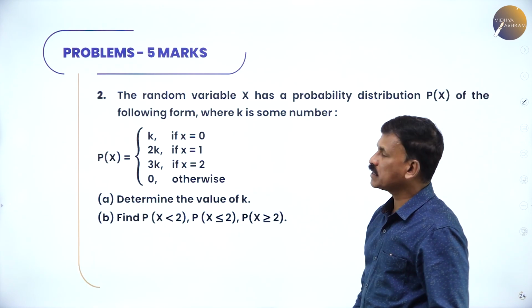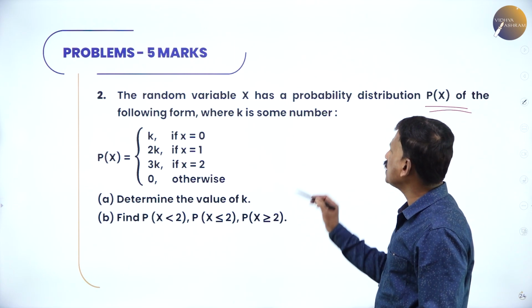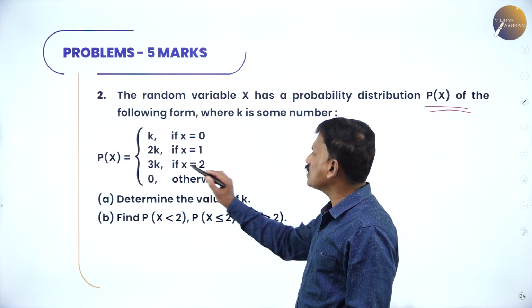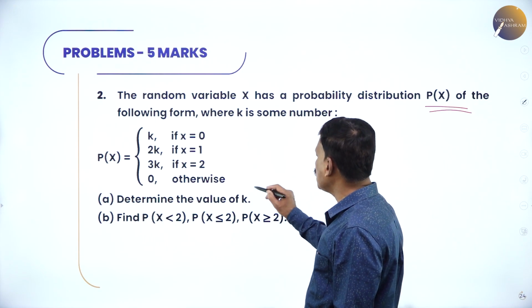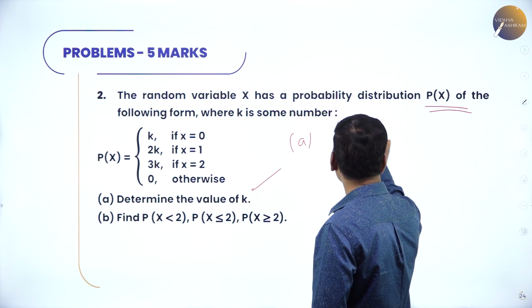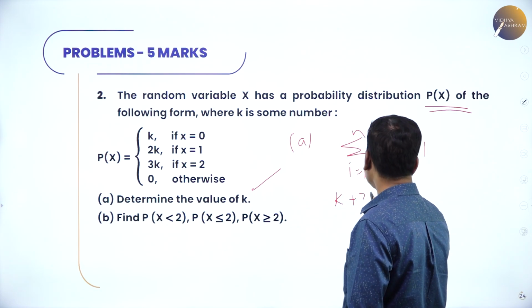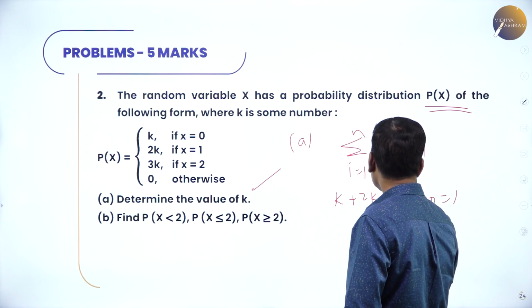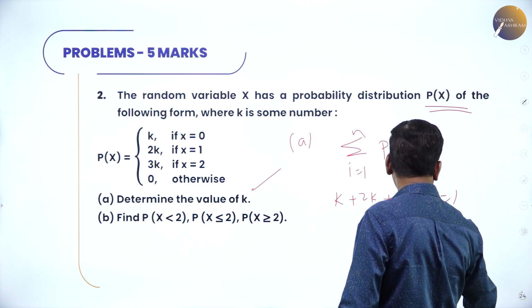A similar type of problem: the random variable x has a probability distribution P of x of the following form, where k is some number. What is given? P of x is equal to k if x is 0, 2k if x is equal to 1, 3k if x is equal to 2, and 0 otherwise. Determine the value of k. Now what is k here? You know sigma i equals 1 to n, P of i is equal to 1. So this is k plus 2k plus 3k plus 0 is equal to 1. 6k is equal to 1. So k is equal to 1 by 6, which is nothing but 0.15.